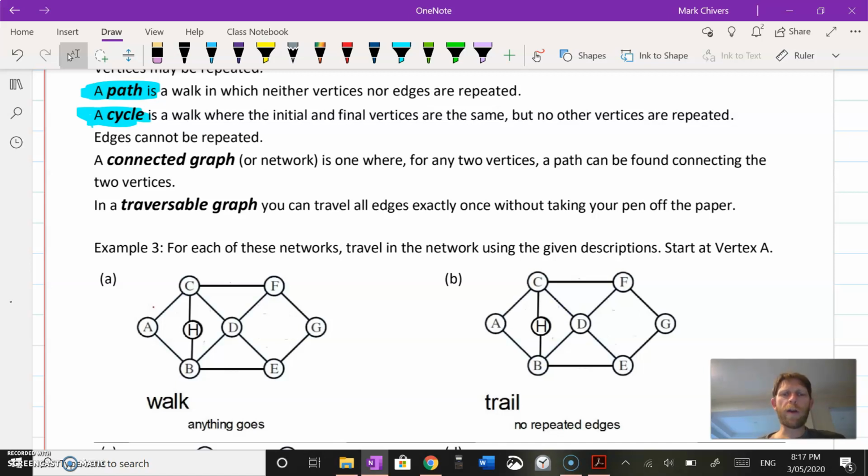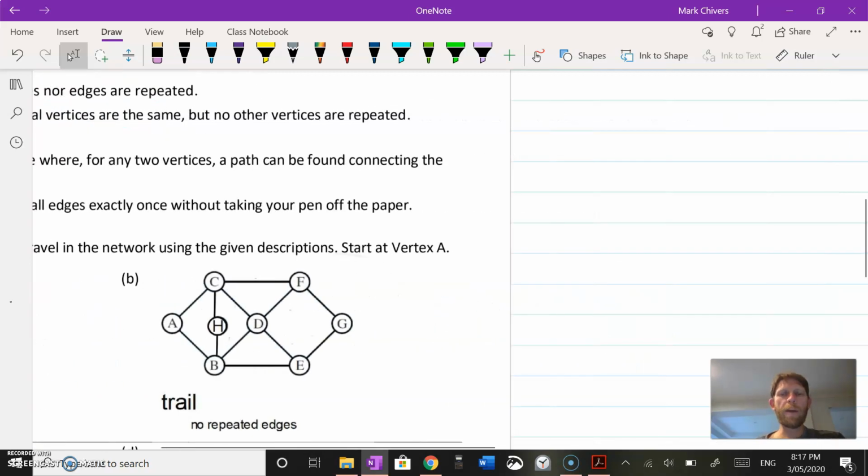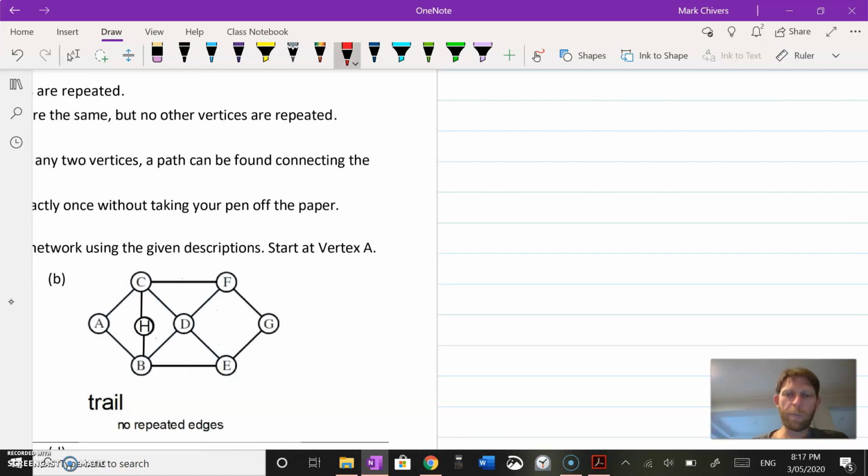Now, a traversable graph, and we'll deal with this a little bit more in another lesson, is one where we can draw it without taking our pen off the paper. To give you an example, if I draw myself a capital A and a capital B, in order to draw them, I'll start with the B first. I can draw the B without ever taking my pen off the paper and without ever traveling along an edge twice. So a B is traversable.